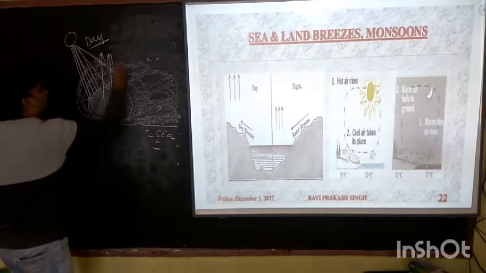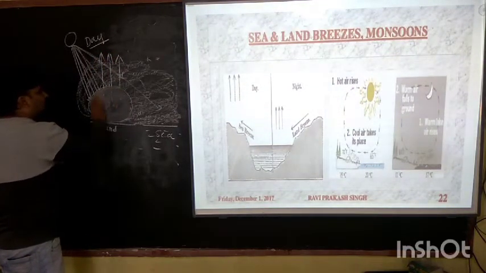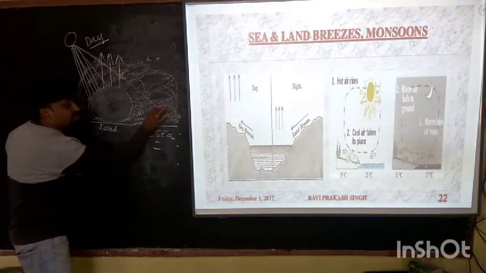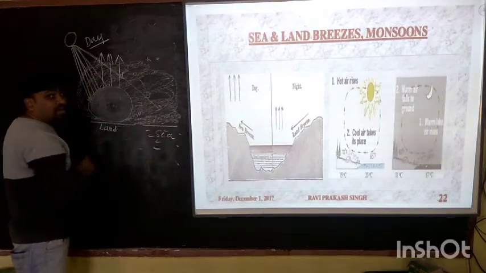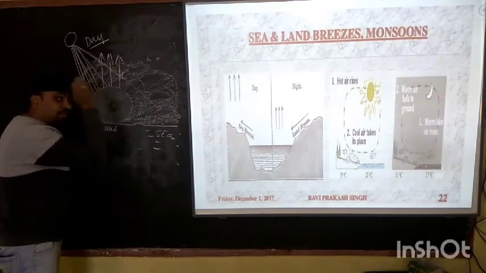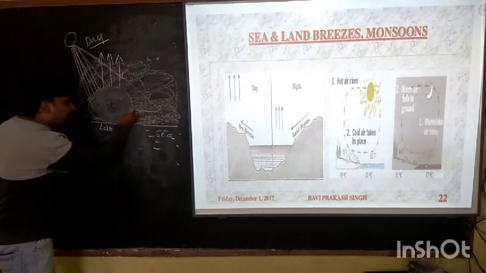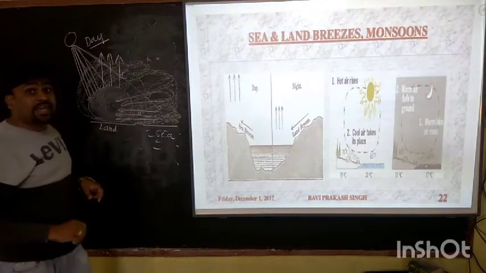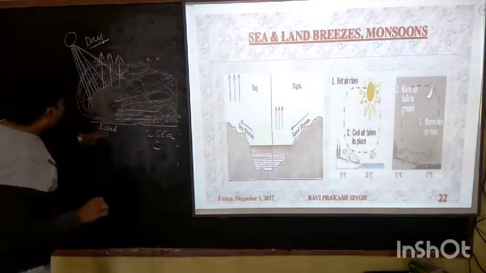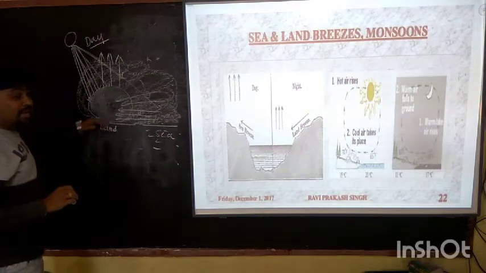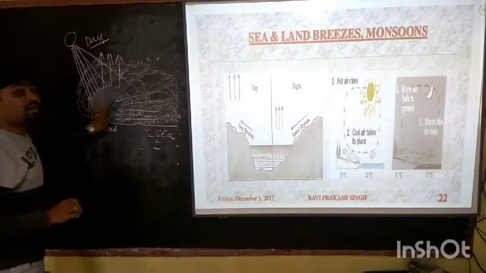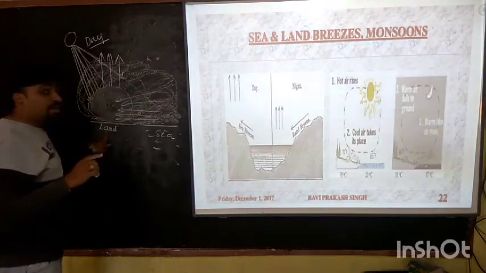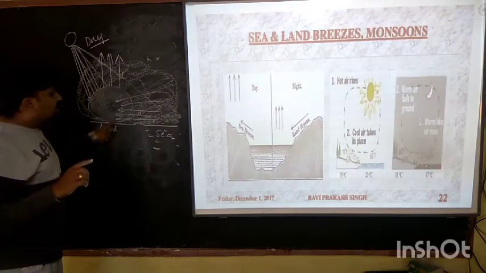Will rise up. For this vacant place, cold air enters. This is the cold air which is present above the sea level. This cold air enters the vacant place above the land level. This process is called sea breeze. Due to this, the land becomes hotter in the day compared to the sea.